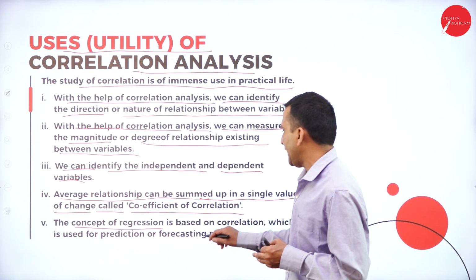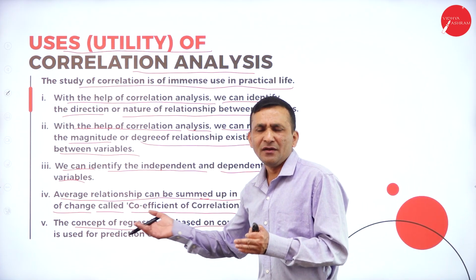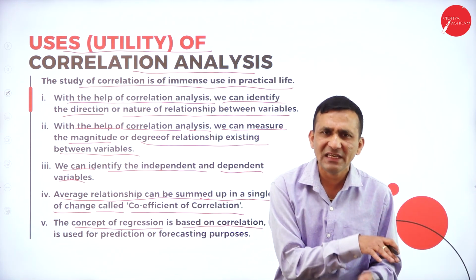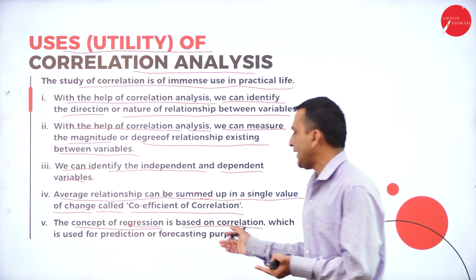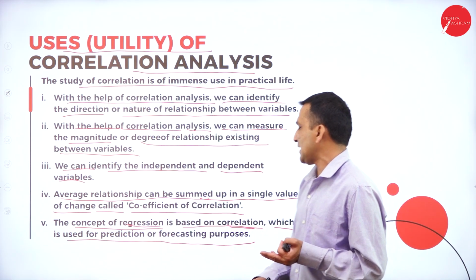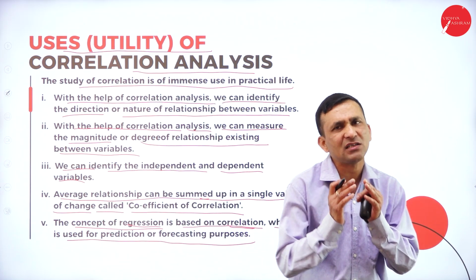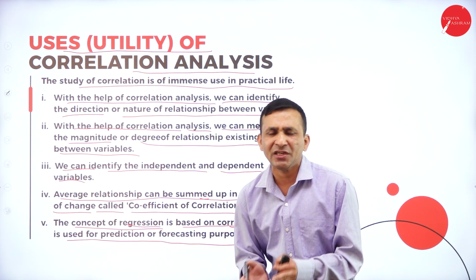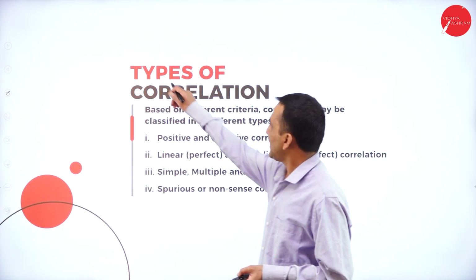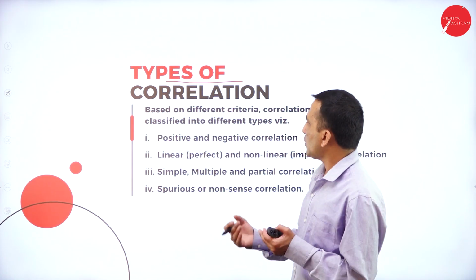The concept of regression is based on correlation. Regression means going back to the origin; we are studying previous data. Regression depends completely on correlation, and it is used for prediction or forecasting. If you want to predict future sales, production or demand, correlation will be very useful. Today my agenda is the types of correlation.